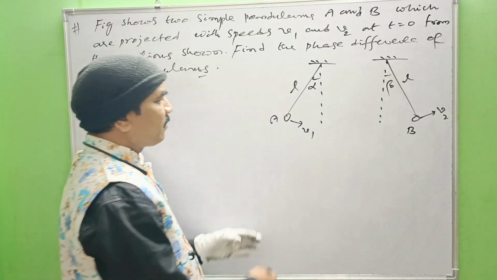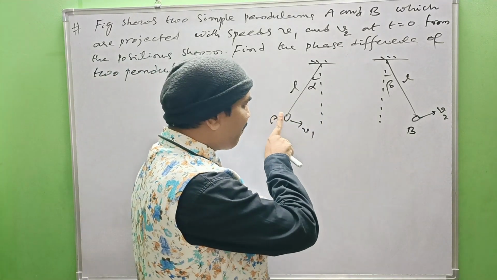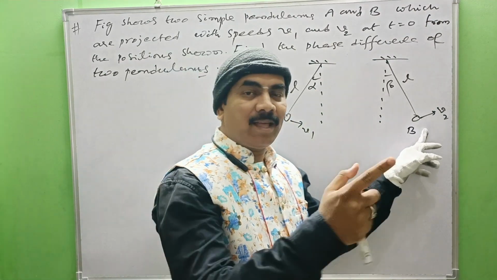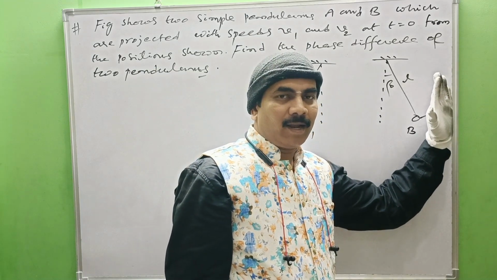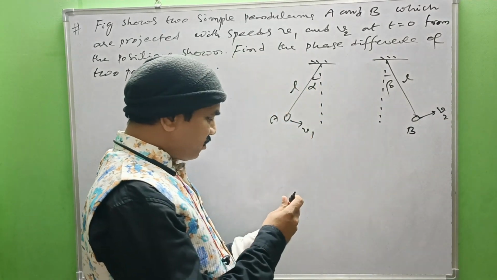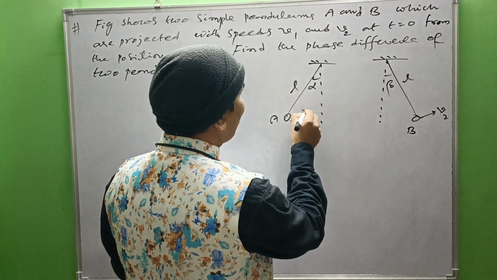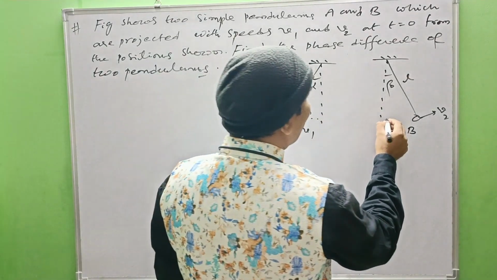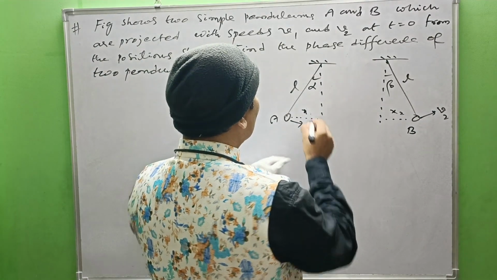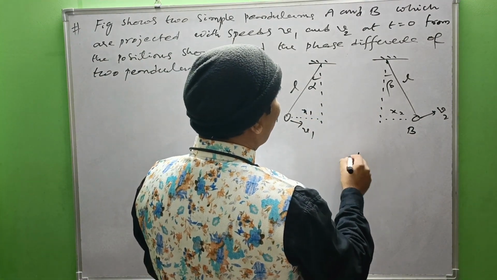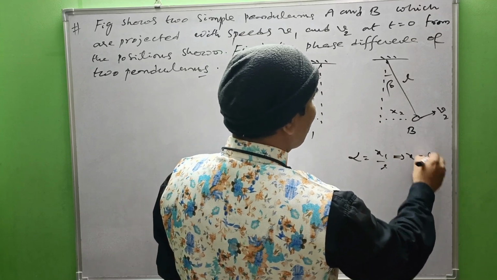See here, it is projected towards the mean position, meaning its displacement is gradually decreasing, but here it is projected away from the mean position, so its displacement increases, right? Now what is the displacement? Here it is displacement, say x1, here it is x2 for example. Now what is x1 here? Alpha equal to x1 by L implies x1 equal to L alpha.